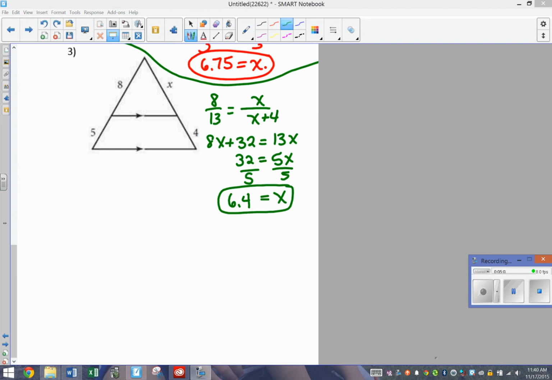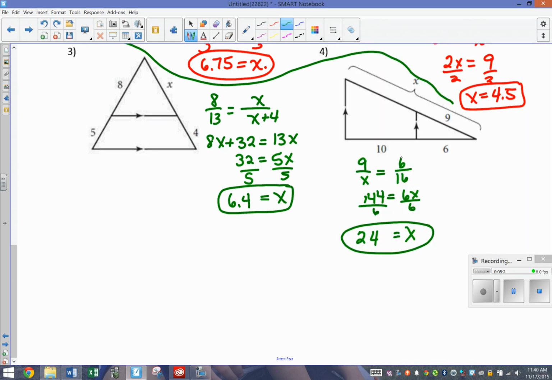All right, so when you do your setup here, this one's a little bit different because you have 8 to 13 equals x to x plus 4, which gives you x's on both sides, which is fine, but when you cross multiply, you have 8x plus 32 and 13x over here. You solve, you get 6.4. And then if we finish that off for number 4, top to whole is 9 to x, top to whole is 6 to 16. I cross multiplied, I got 24.